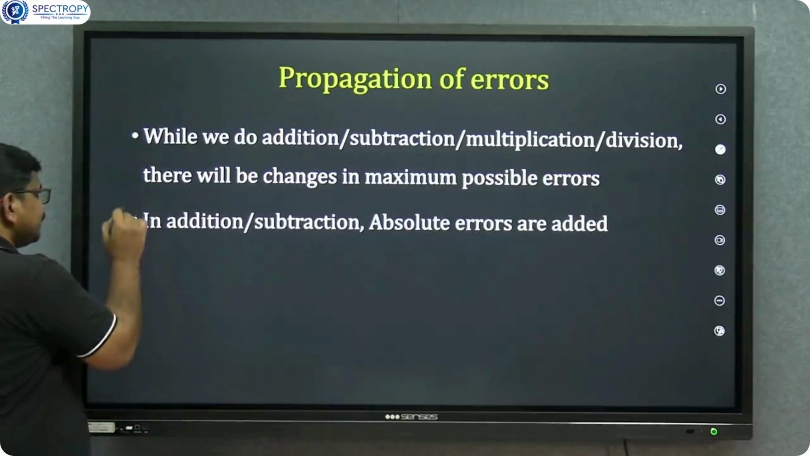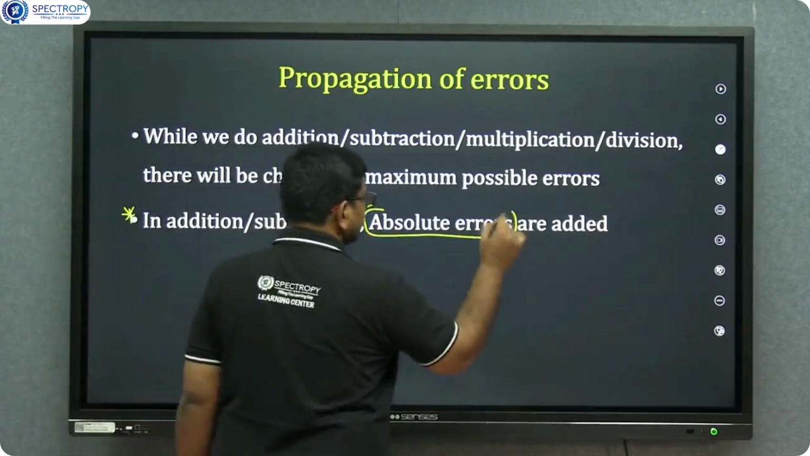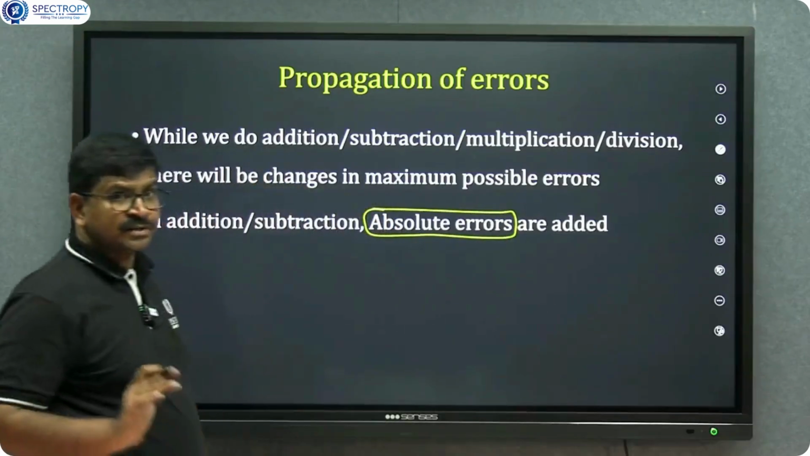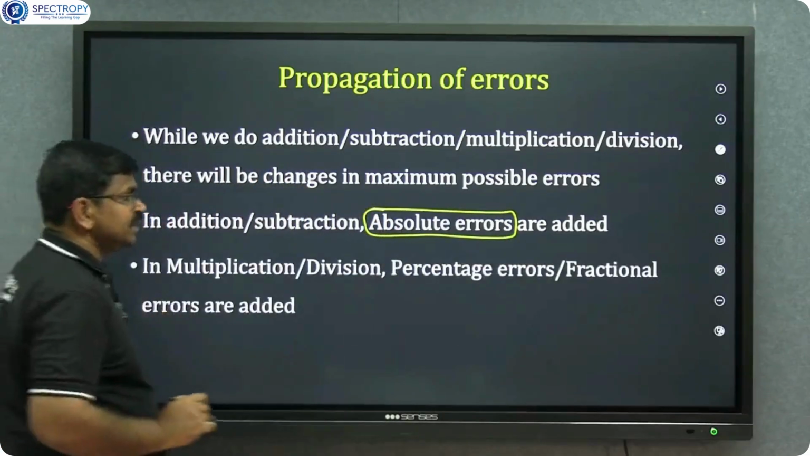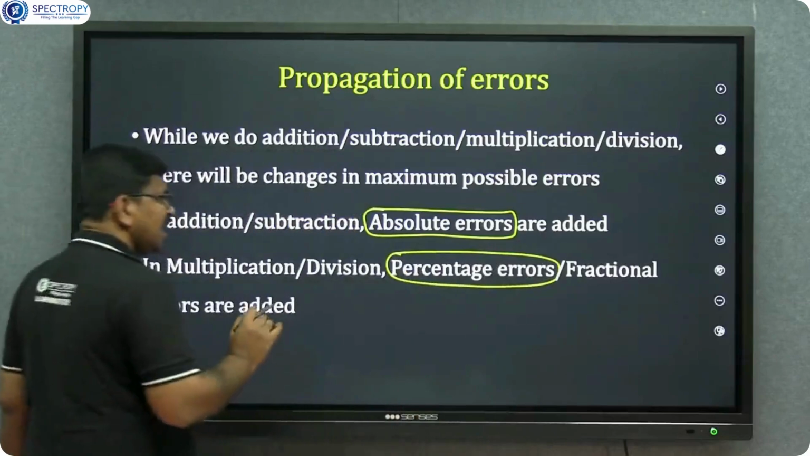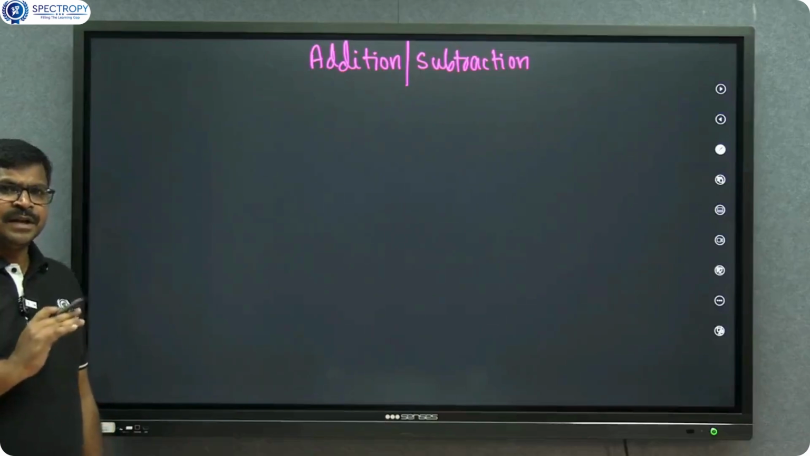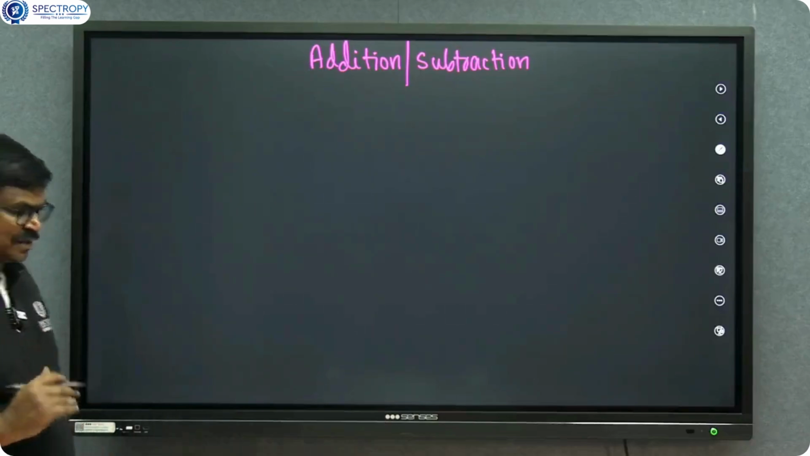Remember, in addition or subtraction, absolute errors are added. In addition and subtraction, absolute errors are added. In multiplication and division, percentage errors or fraction errors are added. This is the working rule. So let us discuss the addition and subtraction.